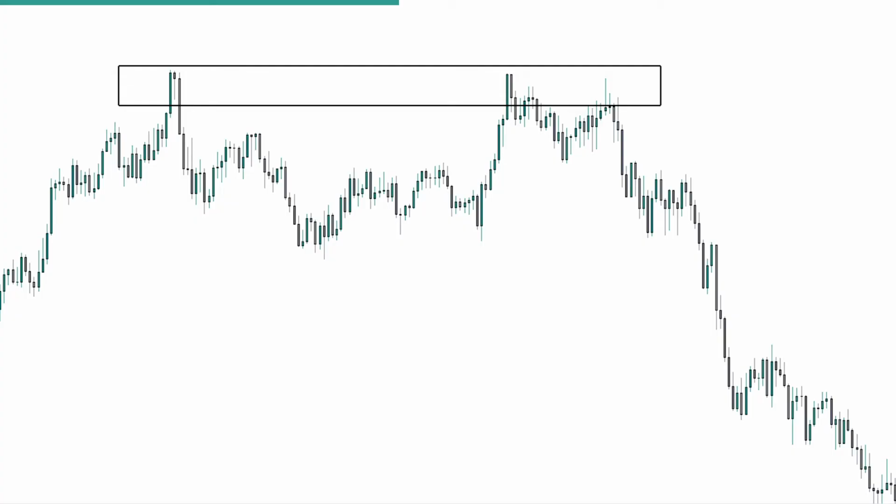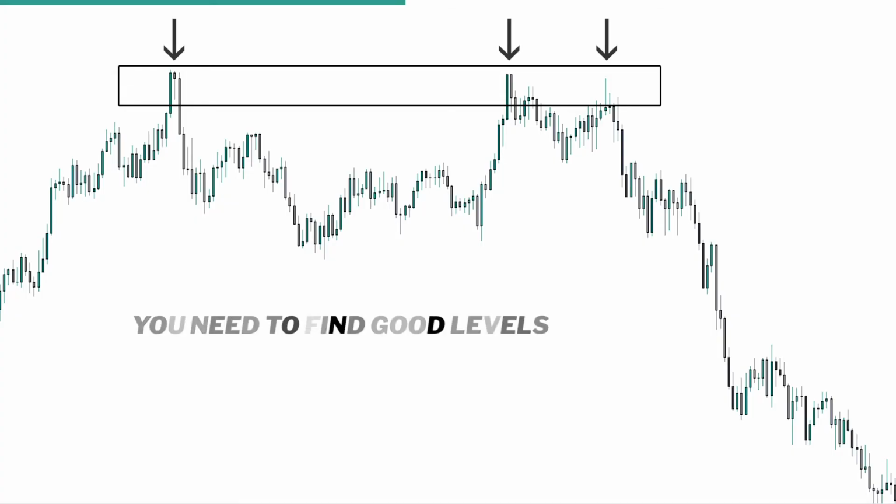To make sure that you're always spotting good levels in the market, and not rubbish ones, we produce a checklist that will be used to rank your levels when you're marking up your charts. The first factor is looking for obvious levels in the market.